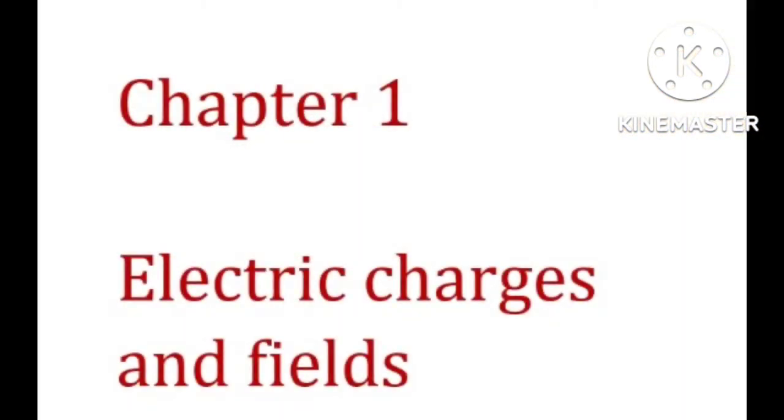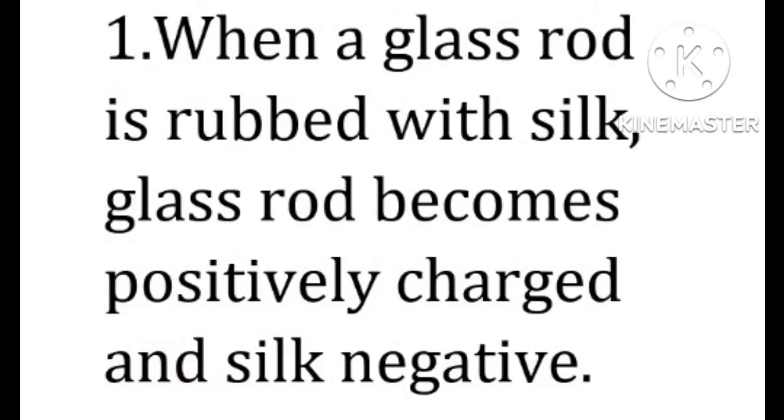Chapter 1, Electric Charges and Fields. When a glass rod is rubbed with silk, the glass rod becomes positively charged and silk negatively charged. This happens because material objects under normal conditions are neutral. That means they do not show charge effect because they contain equal amounts of positive and negative charges.